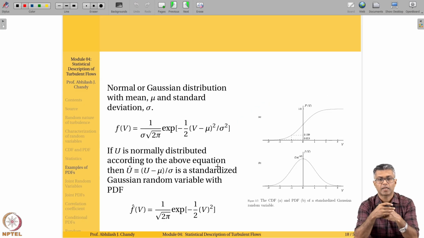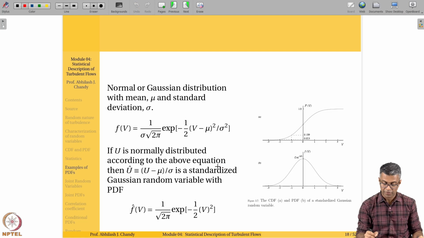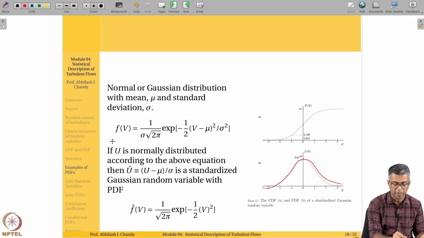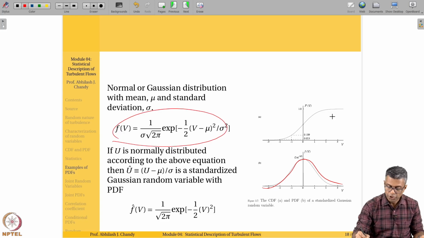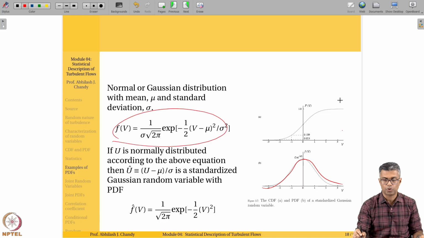Then I can look at a standard Gaussian random variable. The Gaussian function is something you would have heard before, the so-called bell curve for the PDF, and that's what you see. This is a bell curve. The normal or Gaussian distribution with a mean mu and a standard deviation sigma is given by this equation. This is the PDF for that. What is shown here on the top is a CDF going from 0 to 1, whereas this is the PDF shown below.